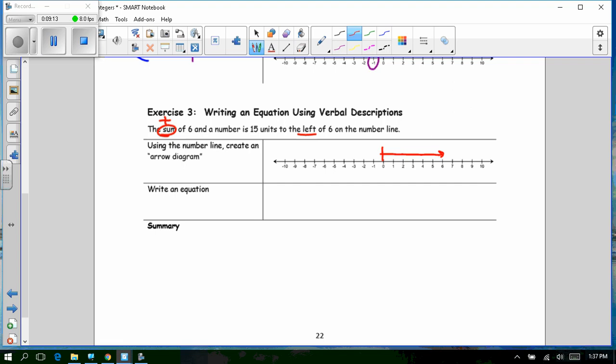Left tells me I'm going to have negative, right? So I've got a positive 6, and I'm going to go negative 15. And I keep going, keep going, keep going. There is my 15 right there. I've gone 15 units. All right, so write an equation. So I have 6 plus that negative 15, because it said it was left, 15 units. So negative 15, and I am now 15 units away from that, and I am where? At negative 9. All right, we're at negative 9.